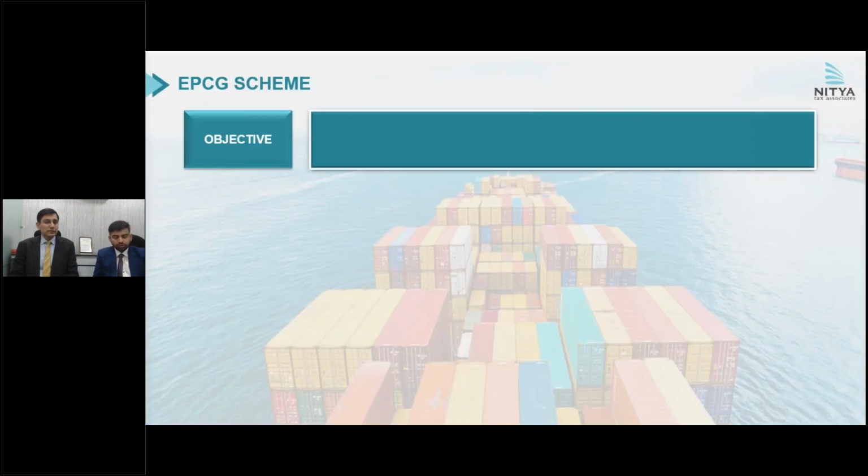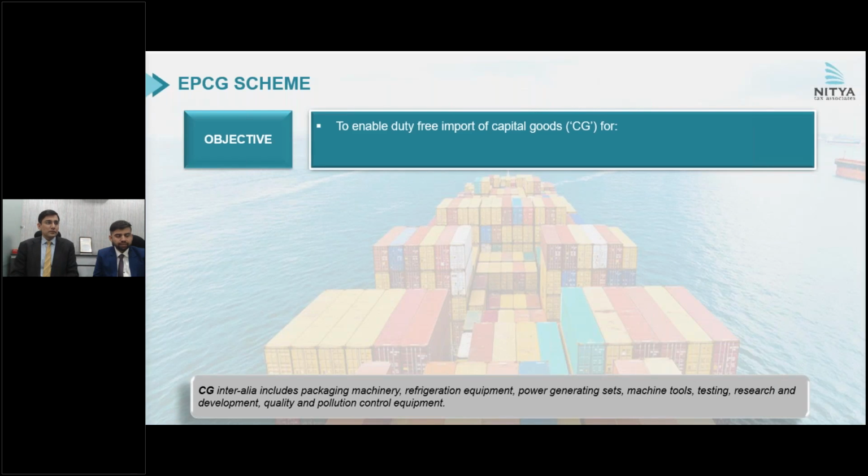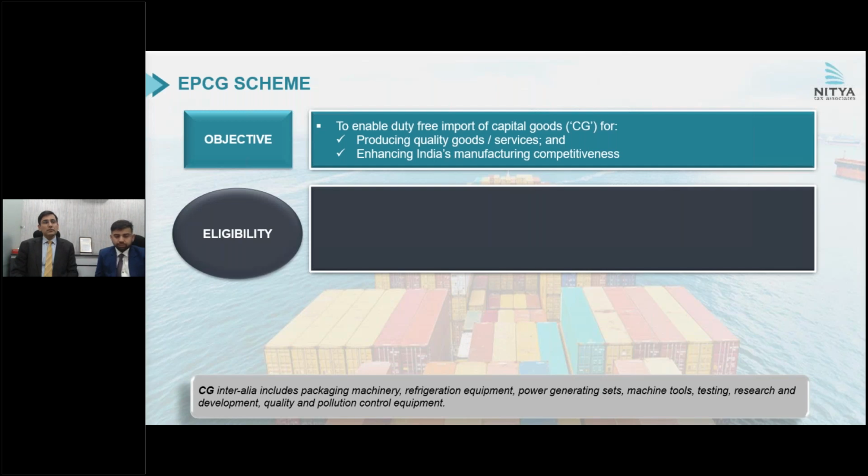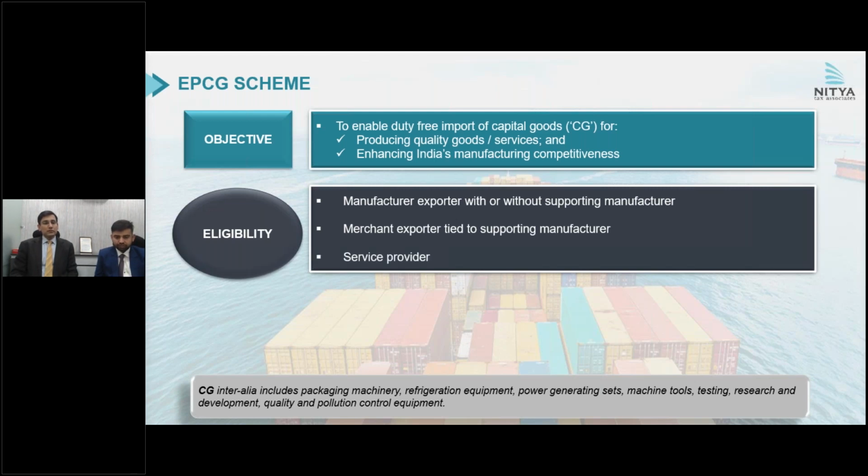So the purpose of EPCG scheme is to enable the duty-free import of capital goods, and the reason for the same is to produce quality products and services and to enhance India's manufacturing competitiveness. It is important to know that capital goods include packaging machinery, refrigeration equipment, power generation sets, etc. The persons eligible for this scheme are, first, manufacturer exporter, either with or without supporting manufacturer. Second is merchant exporter, who is tied to a supporting manufacturer. And third is service provider.